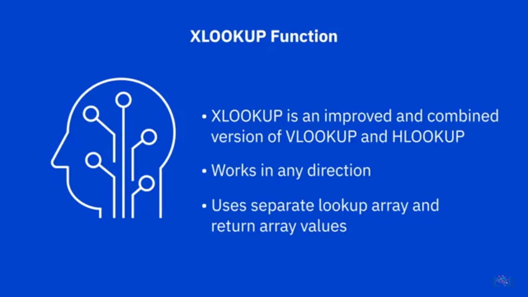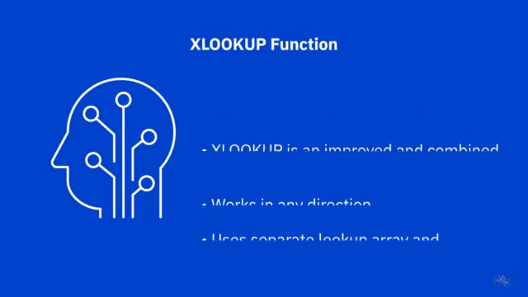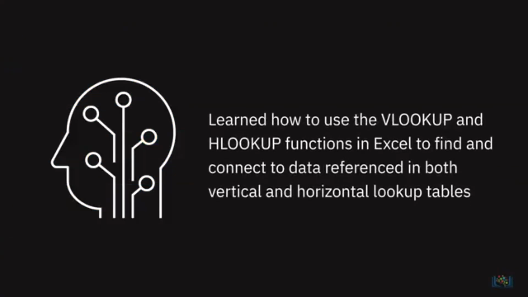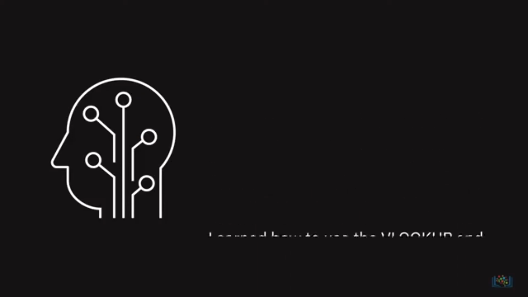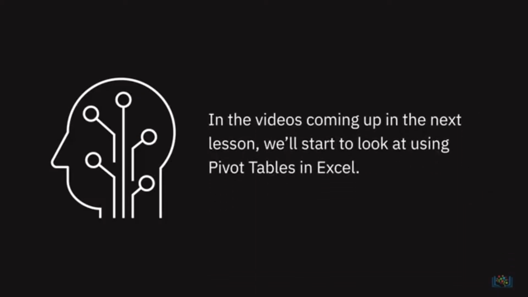In this video, we learned how to use the VLOOKUP and HLOOKUP functions in Excel to find and connect to data referenced in both vertical and horizontal lookup tables. In the videos coming up in the next lesson, we'll start to look at using pivot tables in Excel.